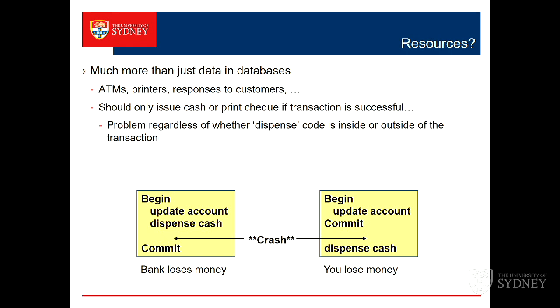So I shouldn't do the dispense cash inside the transaction. That's silly. I'll move it outside. Great. Begin, update account, commit, crash. Oh dear, the customer just lost $200 because we haven't done the dispense cash yet. And didn't know where we put it.